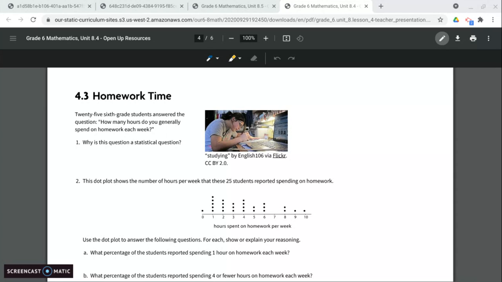So 25 sixth grade students answered the question, how many hours do you generally spend on homework each week? Why is this question a statistical question? Well, is everybody going to spend the exact same amount of time on their homework? No, the chances of that happening are pretty slim. So it is statistical because there's variability in the data. Not everybody is going to be spending the exact same amount of time. Plus, we have to collect this data. We don't know how long everybody spent working on homework. So it's also got data collection.